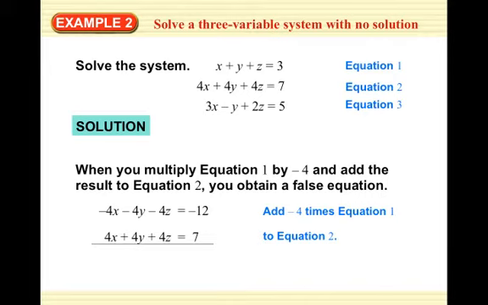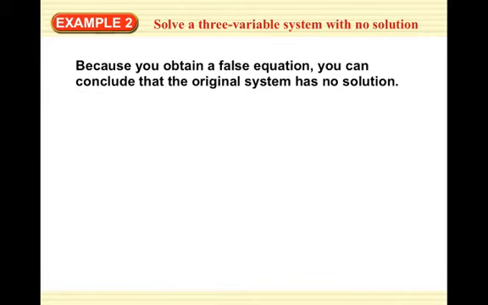Equation 2 doesn't change, so you have 4x plus 4y plus 4z equals 7. So when you go to add, you go, okay, great. My x's eliminate. -4x plus 4x is 0. But well, -4y plus 4y equals 0. Maybe I'll be left with some z's. -4z plus 4z is 0. And so for your new equation 1, you get 0 equals -12 plus 7 is -5. So that is a false equation. That is never true. 0 does not equal -5, so you have no solution. So your answer there is no solution.